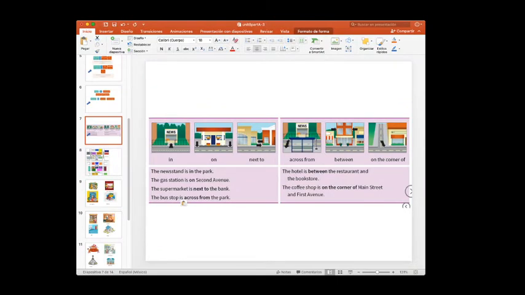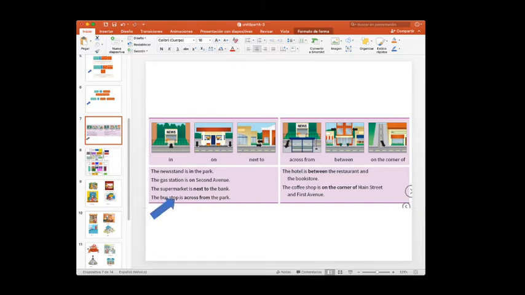The other one, this is a gas station. The gas station is on Second Avenue. This road is Second Avenue, so the gas station is on Second Avenue.